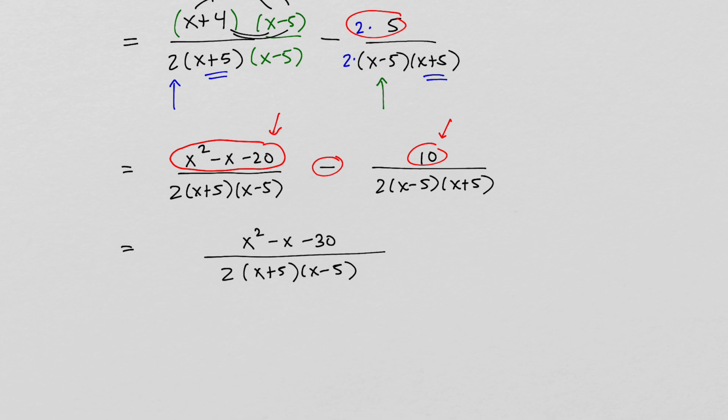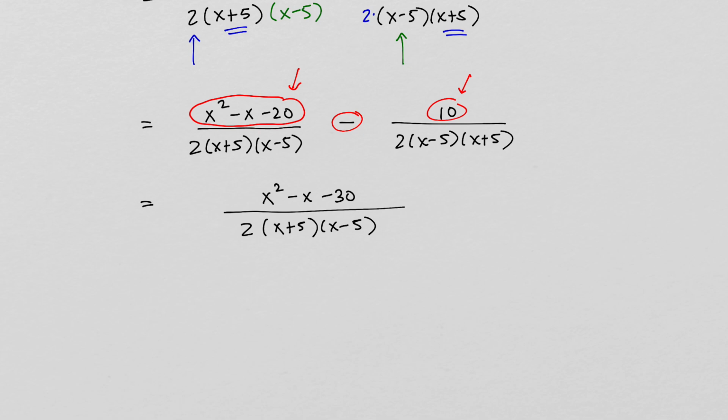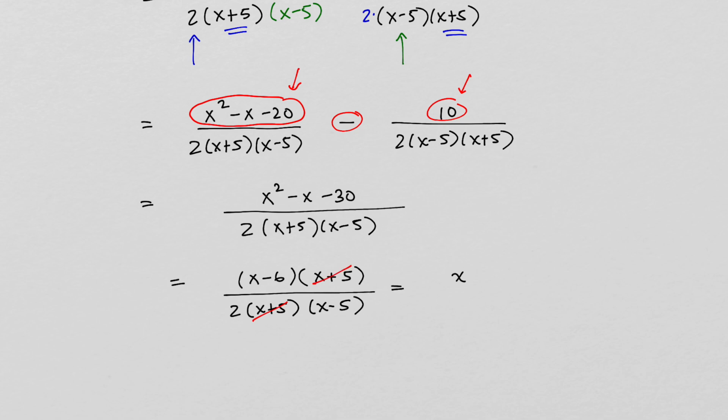And this is our answer unless we can reduce it. And it turns out here that we can reduce it because the numerator factors into x minus 6 times x plus 5. And the denominator is the same. And then we can cancel the common factor. So our final answer here is x minus 6 over 2 times the quantity x minus 5.